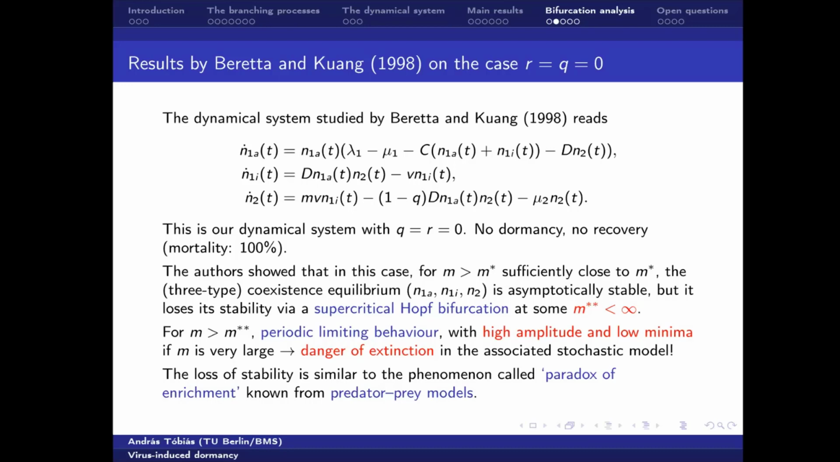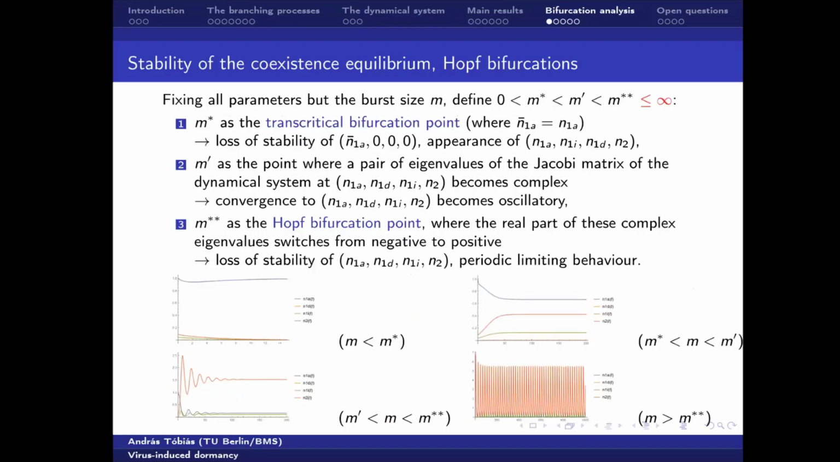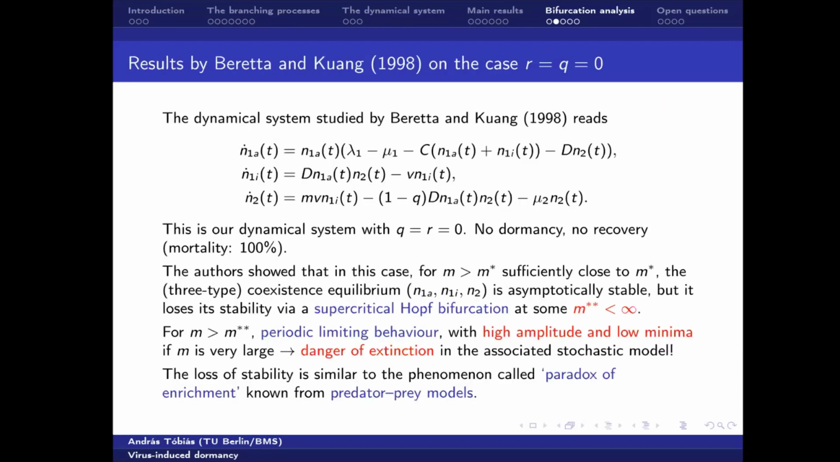And what is the problem with this periodic behavior from the point of view of active individuals is that if you have this high amplitude and low minima, right? So here you really have minima close to 0, for example. Then if you have a stochastic system approximating this dynamical system, then actually there you could have extinction of the whole population. So there's this danger of extinction.